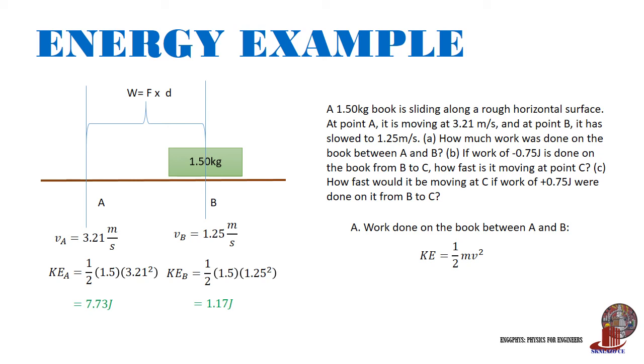But how do we convert energy into work? We use the work energy theorem, stating that the net work is just the change in kinetic energy. So, work net is equal to 1.17 less 7.73, giving us the answer of negative 6.56 joules.